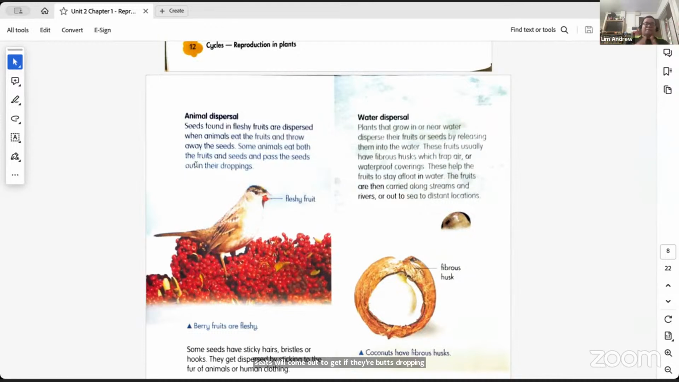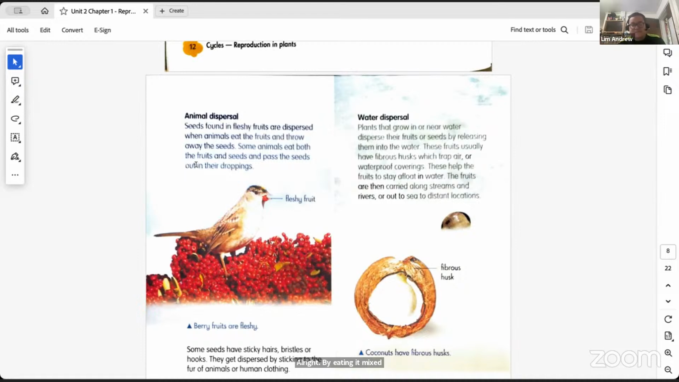For example, a bird eats some fruits in Ho Chi Minh. After some time, it flies to Da Nang, and the poop drops from the bird and the seeds drop out together with the bird dropping. Then the seed will grow in Da Nang instead of Ho Chi Minh. This is how the birds actually carry the seeds away from the mother plant, by eating it.